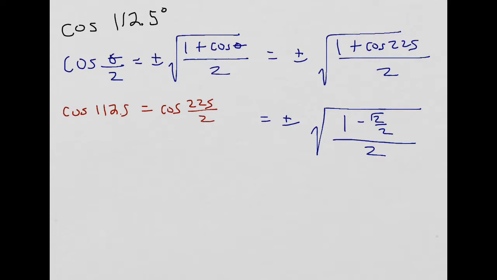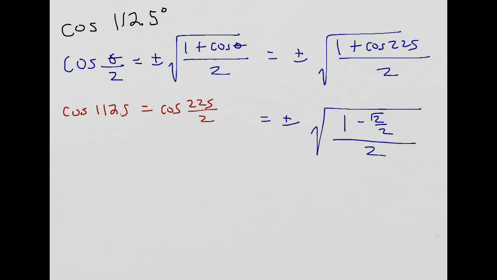Now, this radical we can simplify, but we also have one more thing left to do. We need to determine the sign. We need to determine if the answer is positive or negative, because it's not both. To determine that, let's take a look. What is the original question? The original question is asking for the cosine of 112.5 degrees, and we know that this is in quadrant 2.